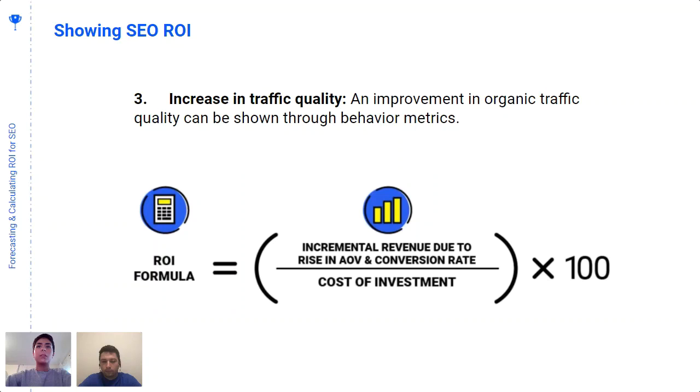And you always want to focus on increasing the quality of your traffic. So this formula here is focusing on incremental revenue due to a rise in AOV and conversion rate. And then you're always going to take into account the cost of your investment and multiply that by 100 to get a more catered formula.